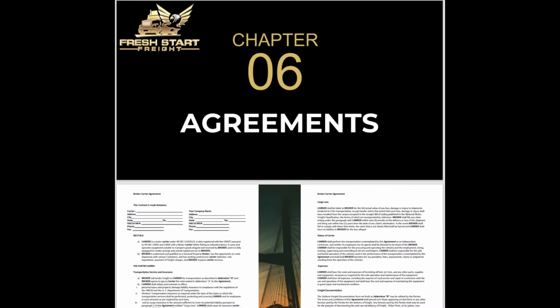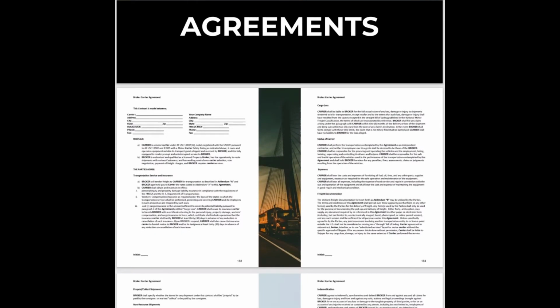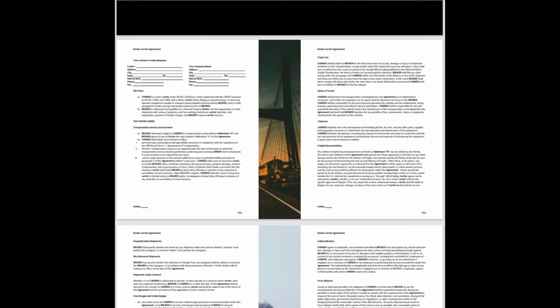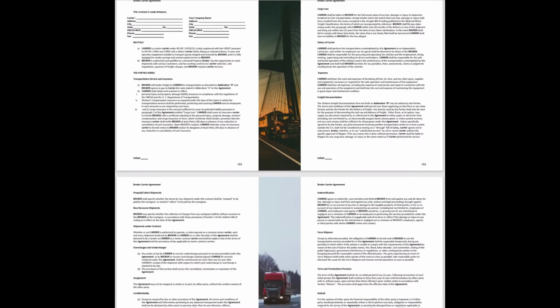And welcome back to Chapter 6, the final chapter in the Fresh Start Freight Broker's Bible, Basic Instructions Before Leaving Employment. Chapter 6 is on agreements. While you're looking at these various agreements, they're awfully small on here and a little difficult to read, but they are all available in any of our packages from the Gold Plan, Platinum Plan, or Lifetime Plan.